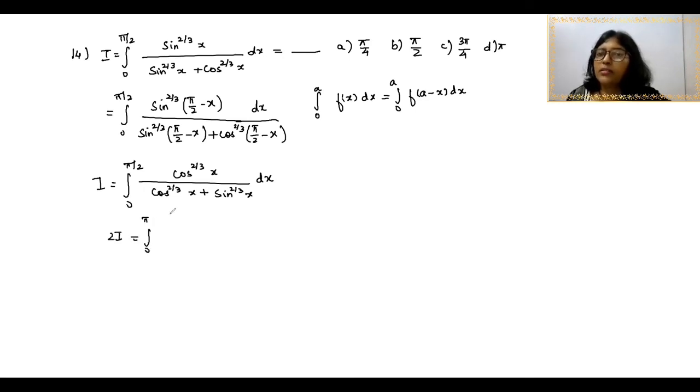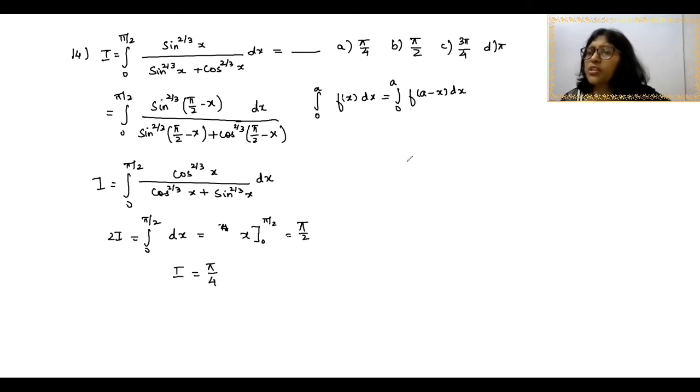On adding, what will you get? Since the denominator is the same, the numerator will become sine raised to 2 by 3x plus cos raised to 2 by 3x. It's going to get cancelled, dx. So put the limit, integration of 1 dx is x, and then you put the limit, it is pi by 2 minus 0. That's pi by 2. That's 2I value. So I is pi by 4.